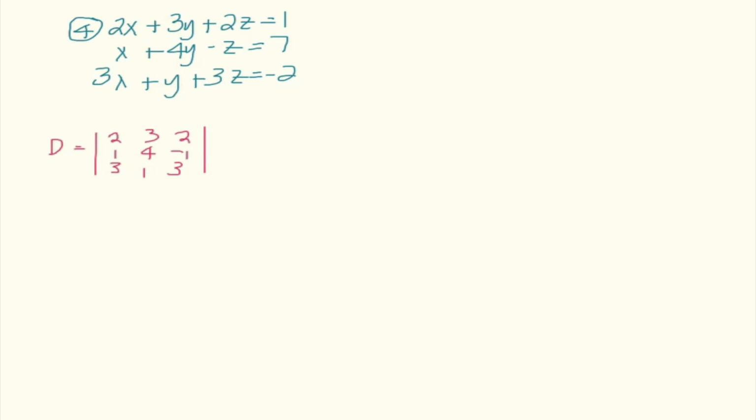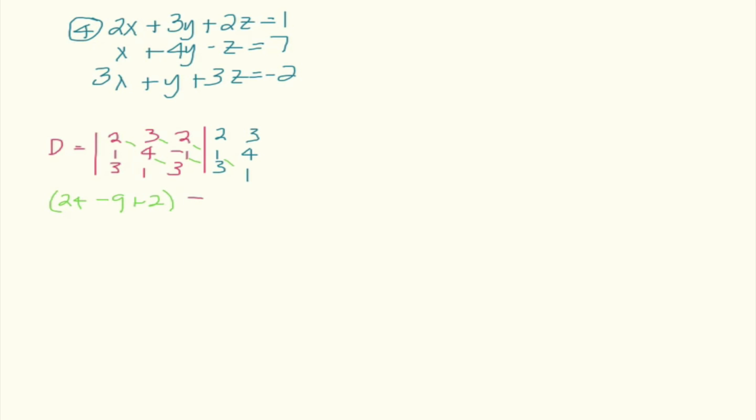Second column are the y coefficients. Third column are the z coefficients. Then I know I need to rewrite my first two columns again. So now we're going to go ahead and go through. 2 times 4 times 3 is 24. 3 times negative 1 times 3 is negative 9. 2 times 1 is 2.